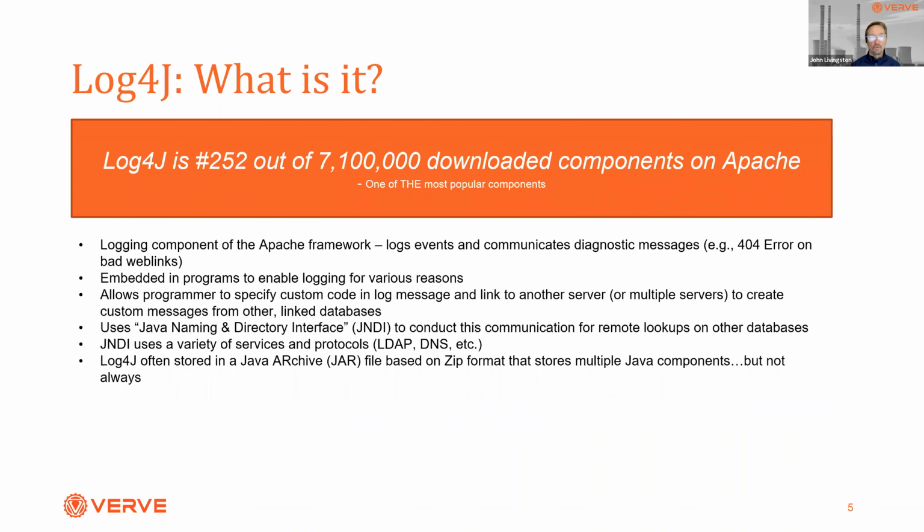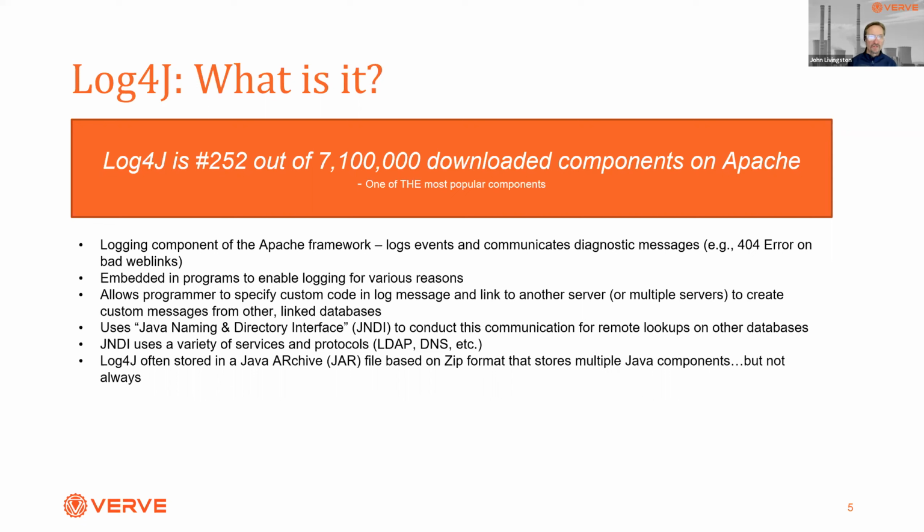So first of all, what is Log4j? For those of you who aren't maybe developers or who don't live in the world of Apache and open source, Log4j is number 252. Okay, that's not that high, but that's out of 7.1 million total downloaded components on Apache. Apache is an open source platform, and the Log4j component is one of the very top, most popular components that's downloaded.